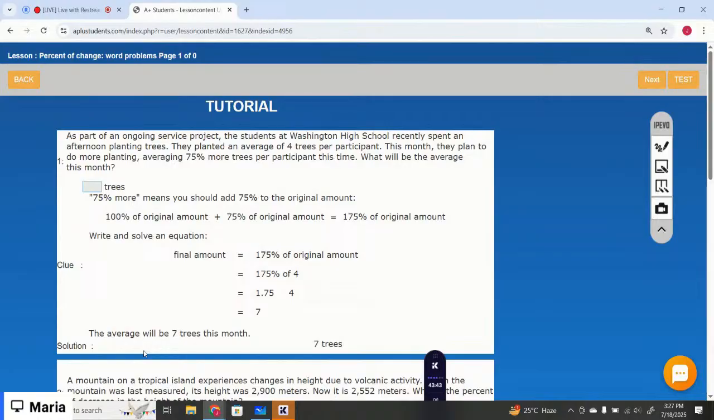75% more means you should add 75% of the original amount, right? 100% of original amount plus 75% of original amount, right? So the total is 175% of the original amount. So you have to do 175% of 4. So 175% of 4 equals 7. So there are 7 trees. Let's just start with the test questions.